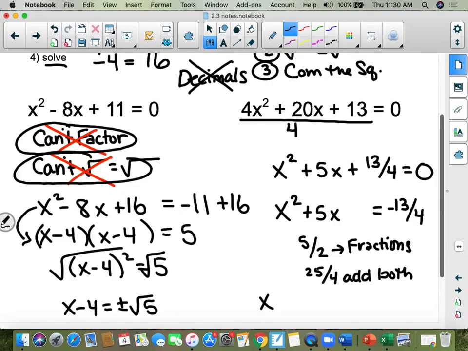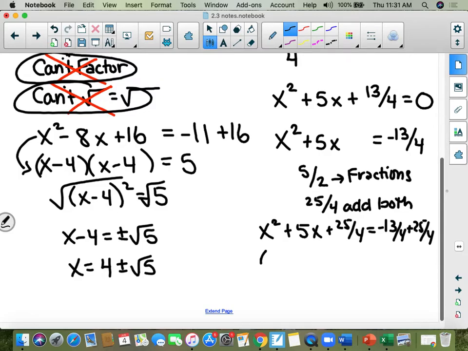So it's x squared plus 5x plus 25/4 equals negative 13/4 plus 25/4. If I did it right, I know I need to put an x here and an x here. I need to figure out factors of 25/4 that will give me 5 in the middle. Well, it's 5 halves. I can check it and it works.